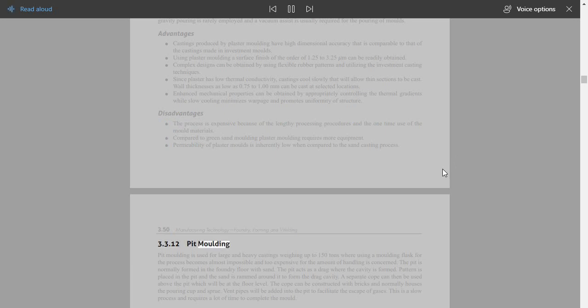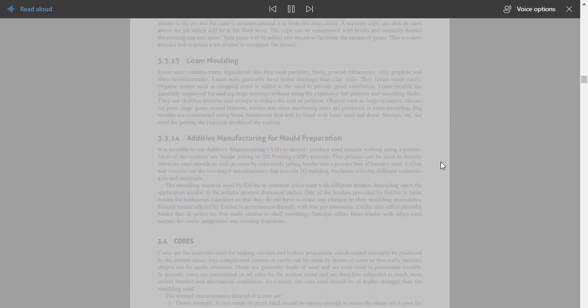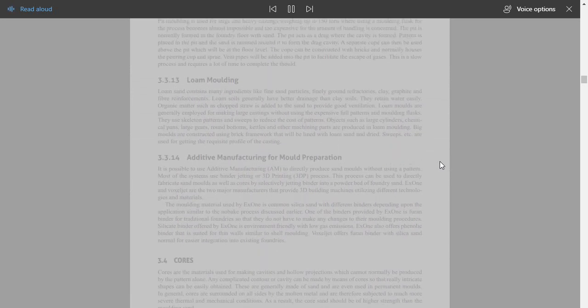3.12 Pit molding. Pit molding is used for large and heavy castings weighing up to 150 tons, where using a molding flask for the process becomes almost impossible and too expensive as far as the amount of handling is concerned.